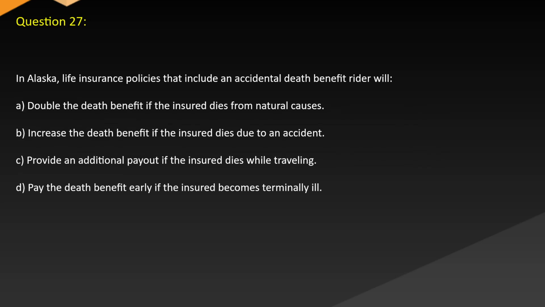Question 27. In Alaska, life insurance policies that include an accidental death benefit rider will: A. Double the death benefit if the insured dies from natural causes. B. Increase the death benefit if the insured dies due to an accident. C. Provide an additional payout if the insured dies while traveling. D. Pay the death benefit early if the insured becomes terminally ill.